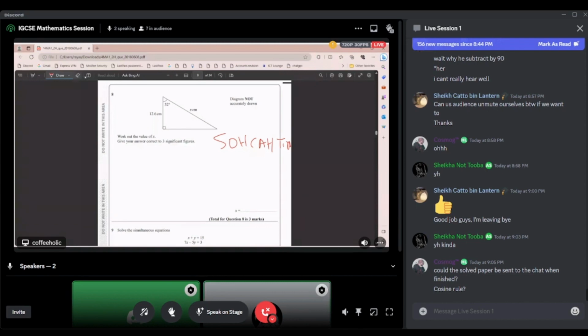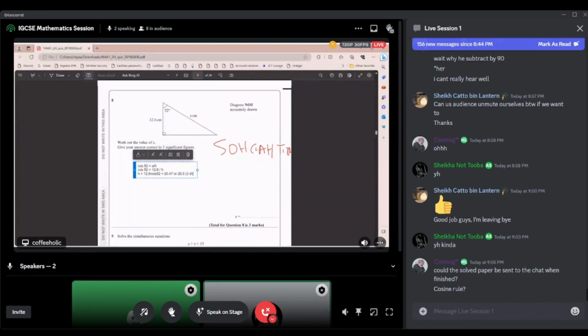So you have your adjacent and you have your hypotenuse, so cos 52 equals 12.6 divided by h, right? Okay. And then you just do h equals 12.6 divided by cos 52. It would be 20.47 or 20.5 to three significant figures. Yeah.